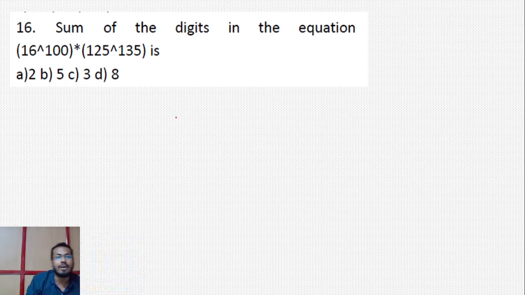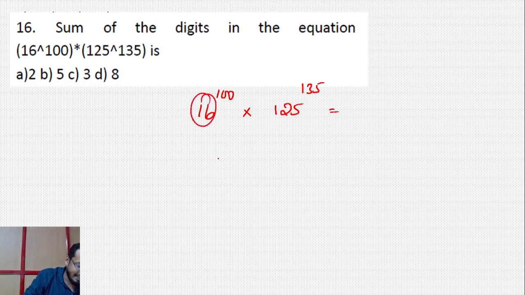How to write the sum of the digits in the equation 16 power 100 into 125 power 135 is equal to what? For these kinds of questions, use the indices concept and split it and write the equation. I will write 16 as 2 power 4, into 100.